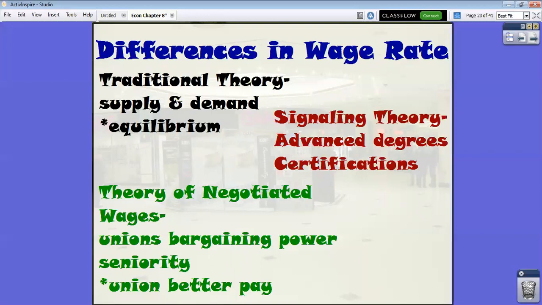So if you think about maybe in medicine, being some type of a neurologist, there's not a lot of those. So the supply is low, the demand is high, so therefore their wages are higher.